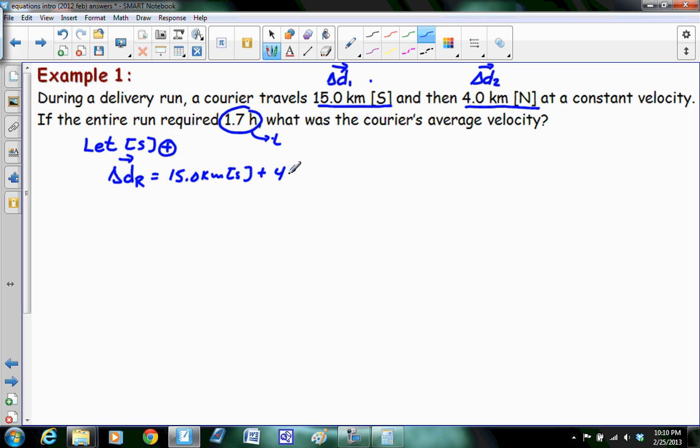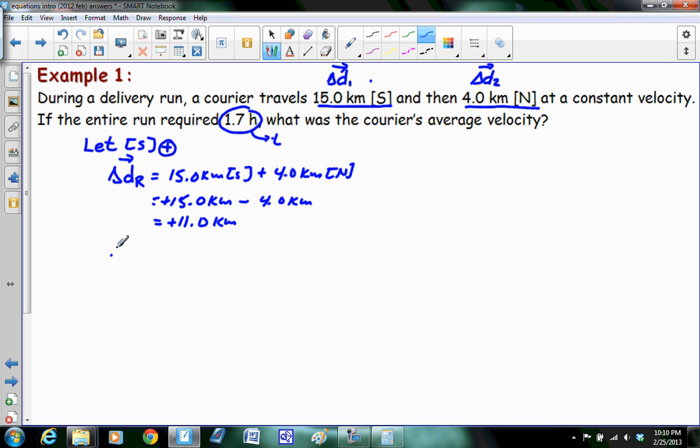plus 4 kilometers north. Now, one thing to keep in mind, we did define that south was positive, so this is a little redundant here. We could have just written this down as 15 kilometers with a positive in front, and instead of north, we could have written down negative south. So I'll put negative 4 kilometers. You add this together, the overall displacement for this trip was 11 kilometers. Because it's positive, it went to the south. So we've got the first part of the given.